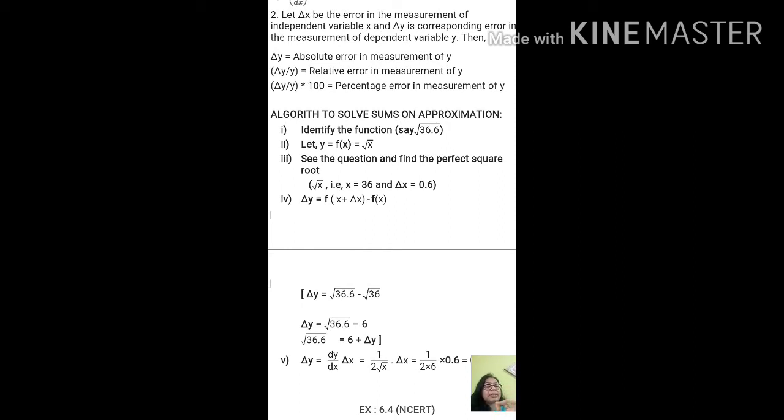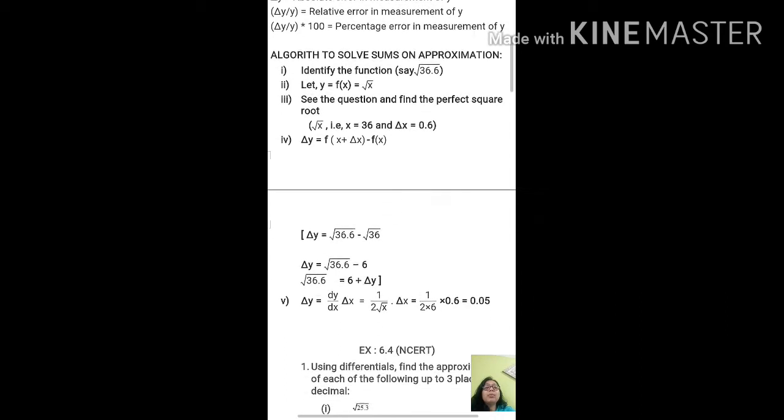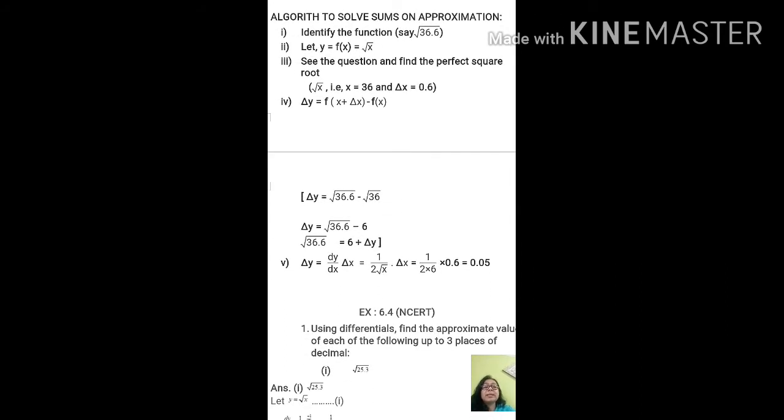So in 36.6 we can consider 36 as the perfect square, whose root is 6. So x is equal to 36 we are considering, and the rest of the part we will consider as delta x, that means x plus delta x should be 36.6. So delta x is 0.6. Now delta y we can write as f(x plus delta x) minus f(x). Delta y is equal to root over 36.6 minus 6. So root over 36.6 is equal to 6 plus delta y.